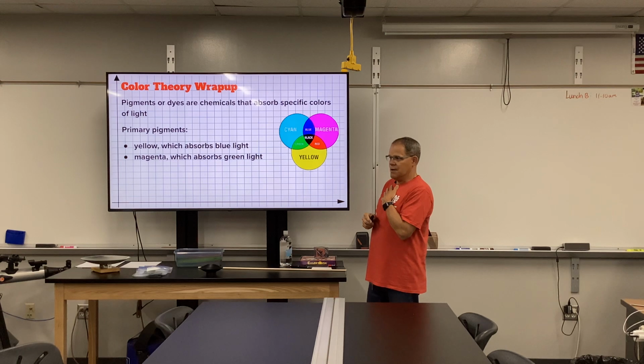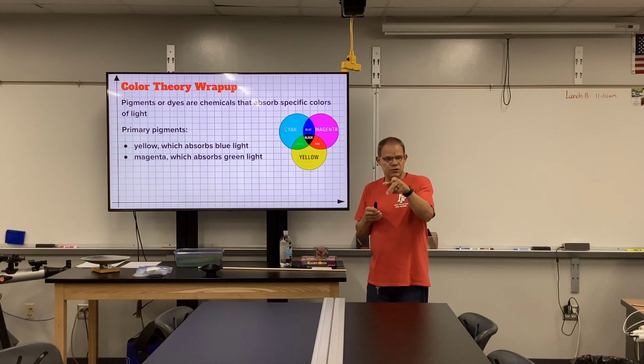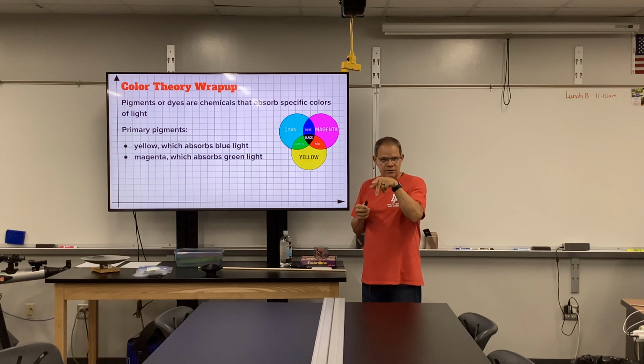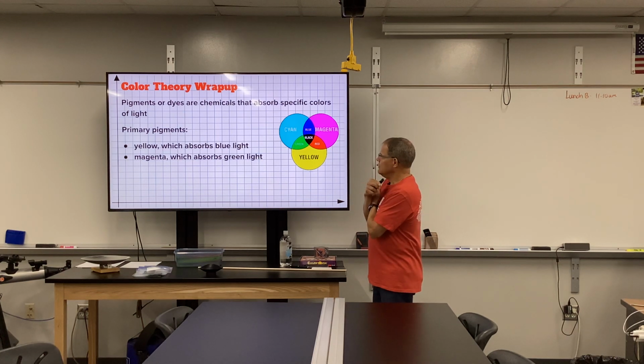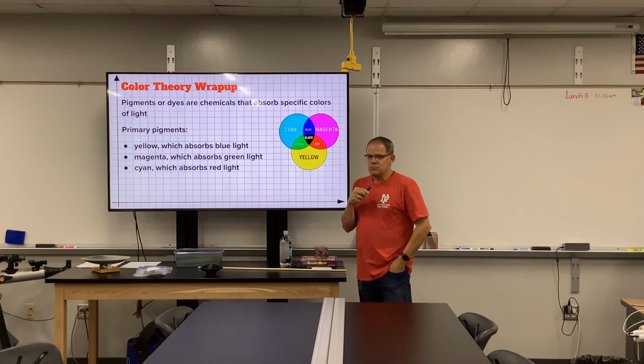Magenta is the pigment which absorbs green. And you can get that from your table, because if you look at the table you just made in your toolbox, right? What is opposite green? Magenta. See how magenta is opposite green? They're complementary. And cyan absorbs red light.